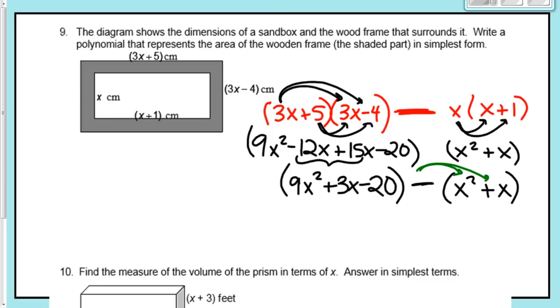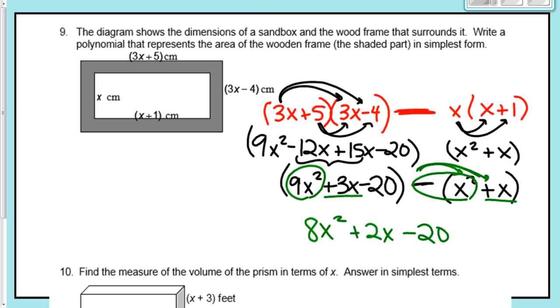Negative there, negative there. So when I start combining like terms, I've got a 9x squared and a negative x squared. So that makes 8x squared. I've got a 3x and a negative x here because I distribute this negative, right? So I've got 2x. And then negative 20 is just all on its own. Alrighty. There's that.